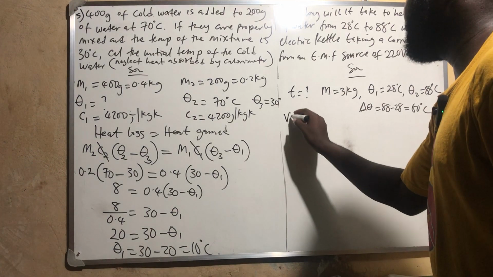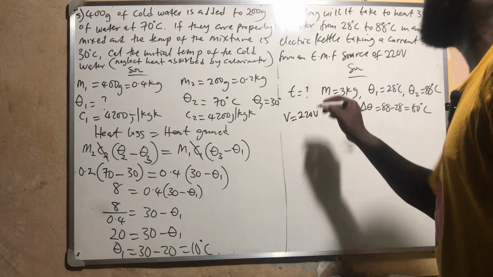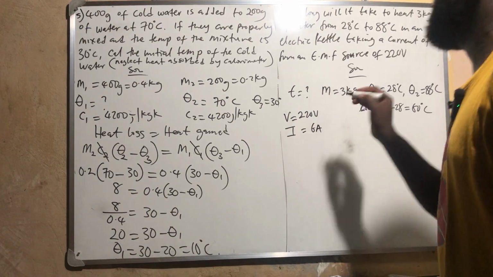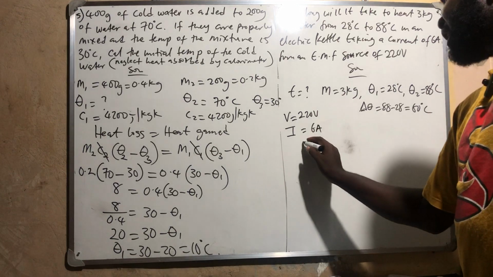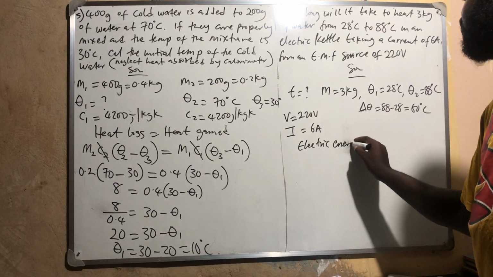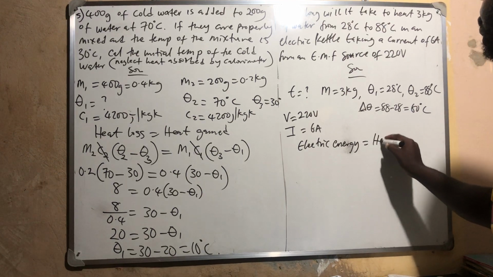Okay, what else did they give me? They gave me my V, the EMF, which is 220 volts. And then they gave me my current I, which is 6 ampere. So don't forget that, like I told you, electric energy is equal to heat energy.